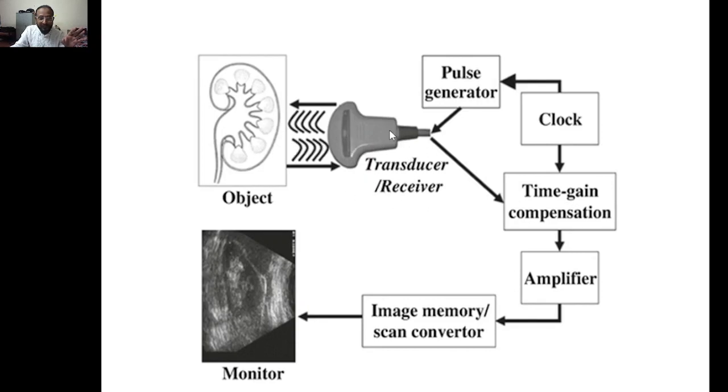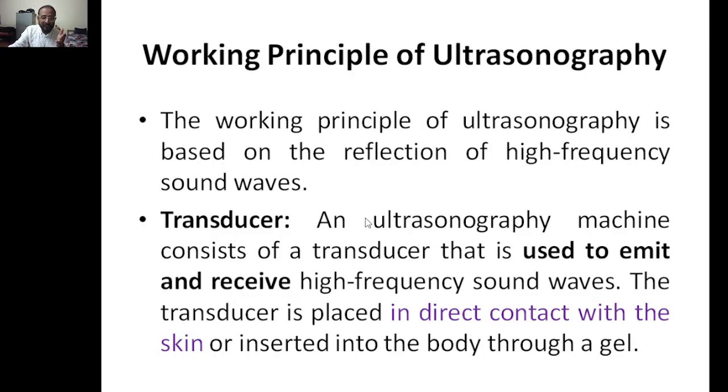The transducer will receive this, and then the pulse will be generated. The time gain compensation will be there. Based on the clock, time-wise, the pulse will be generated and given back to the time gain compensation. The amplifier will receive the generated or received signals, and then the image memory or scan converter will convert it, and finally on the monitor you can see the real-time images. So the working principle is the same thing; you are using high frequency.